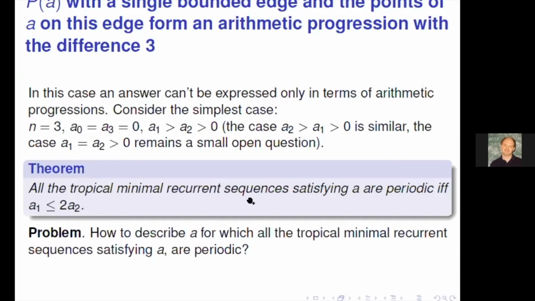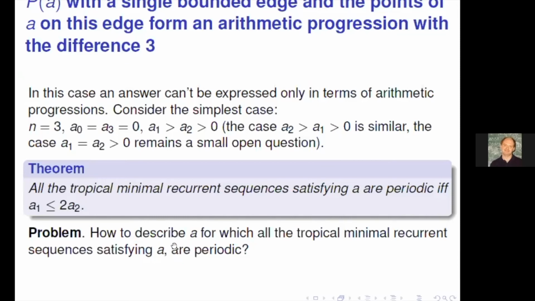So what is this theorem? That all the tropical minimal recurrent sequences are periodic if and only if the following condition holds: that A1 is less than or equal to 2 times A2. And you see now the answer indeed cannot be described only in terms of the arithmetic progression and so on. Now it depends on the relations between the coordinates.